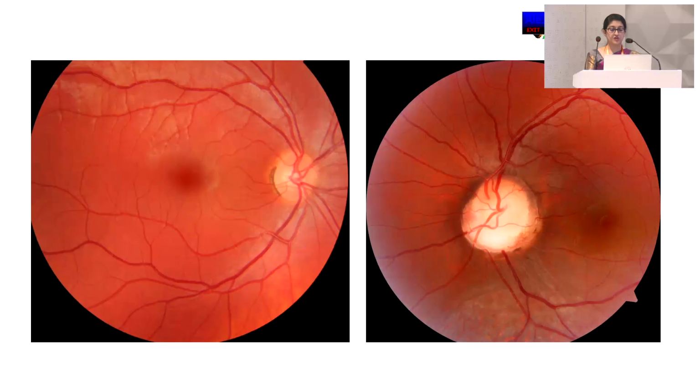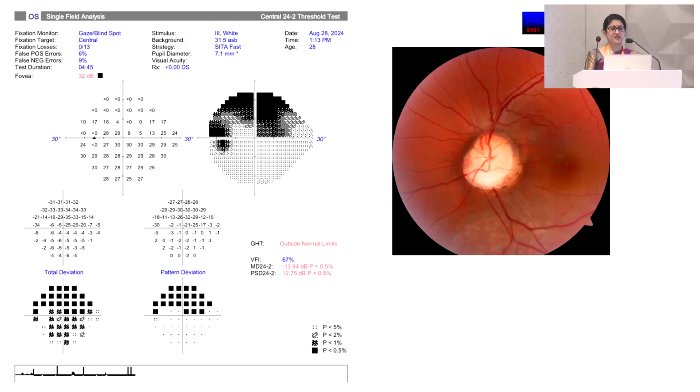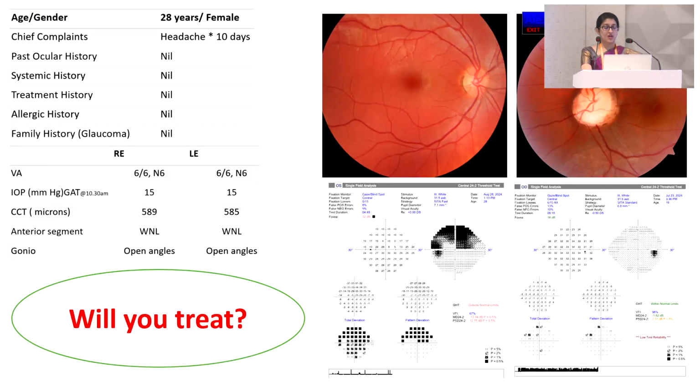The right eye was absolutely normal, and if you see in the left eye, the disc appears large with an inferior rim loss. Okay, so when visual field analysis was done, the right eye was normal, and in the left eye, corresponding to the inferior rim loss, there's a superior hemifield defect. Now, considering only the visual field alone, will you start your treatment?